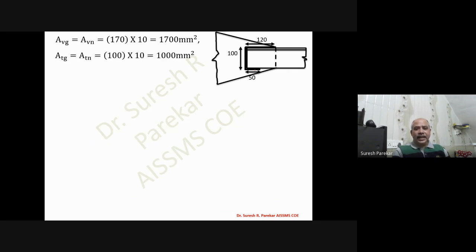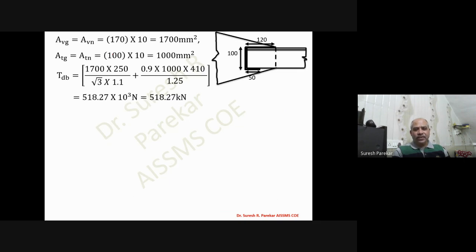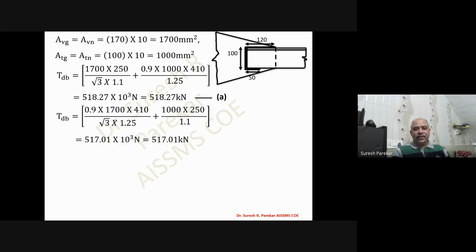Then ATG and ATN are related to 100, because it is perpendicular to the direction of stress. Then we substitute the values of AVG and ATG in the equations, and we get the value of TDB1 as 518.27 kilonewton, which is A. TDB2 we get as 517.01 kilonewton, and then we have to take the minimum of A and B, which will be my value of TDB. This minimum is 517.01 kilonewton, and that is the third.